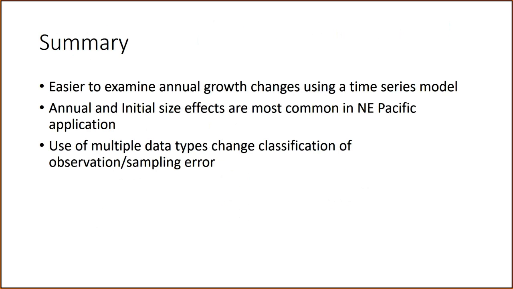So a summary: for the way I was looking at annual growth changes, I found it easier to use just a time series model. It was not the von Bertalanffy. We found annual and initial size effects that were most common. However, when we did remove survey data in one example, we saw that the classification switched from annual to initial size. So that's a good reason to be skeptical sometimes of the results we might be detecting if we don't really have a long time series of good survey data.